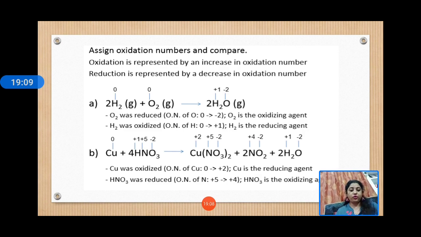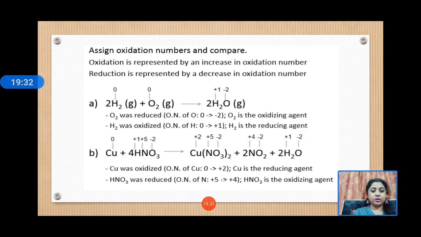Copper plus 4HNO3 gives copper nitrate plus NO2 plus H2O. Okay, in this, what will be the next step? We will assign the oxidation state of every element. After mentioning the oxidation numbers, now see the result. Copper was oxidized. Copper here is 0 and here it is becoming +2. So 0 to +2 means oxidation number is increasing. So it is oxidation, so copper was oxidized.